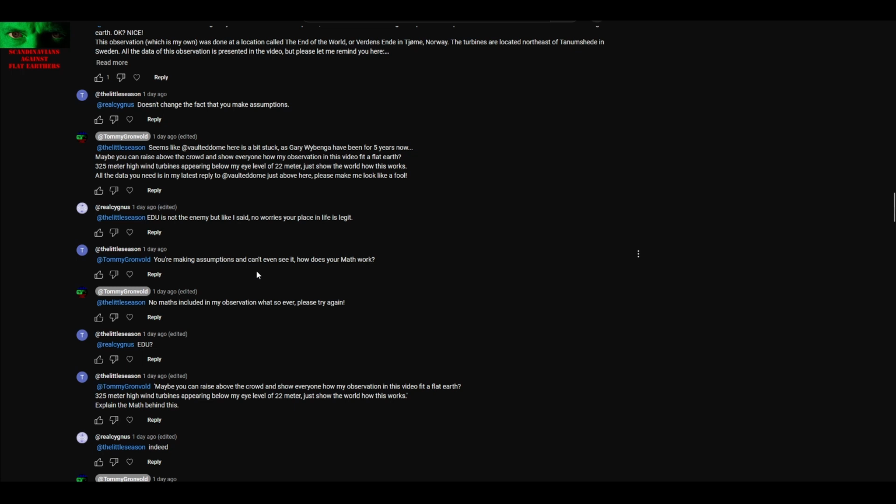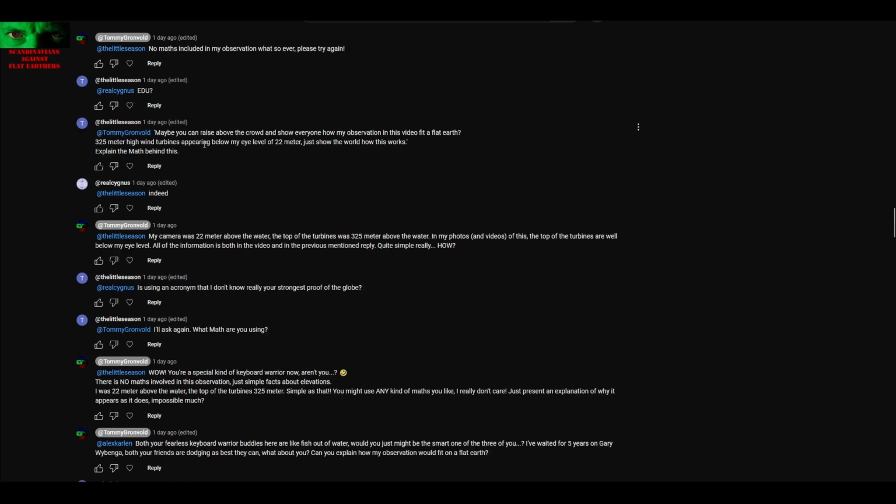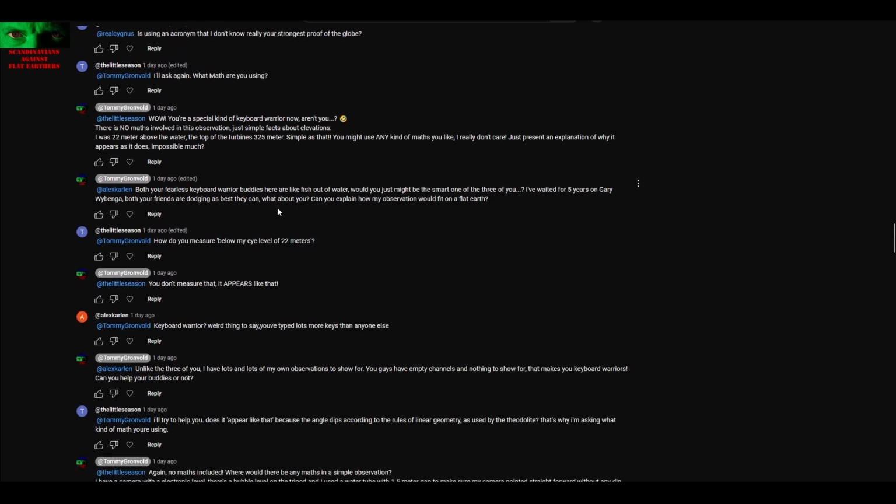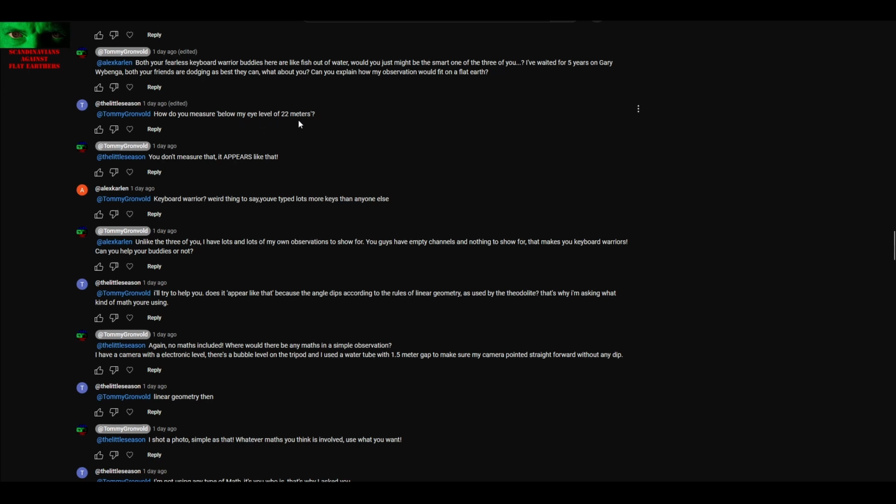And here the Little Season, how does your math work? No math included. Also here I pointed out my eye level and the height of the turbine. Explain the math behind this. No maths. And again I ask, what maths are you using? Nope. How do you measure below my eye level of 22 meters? You'll see in a second.